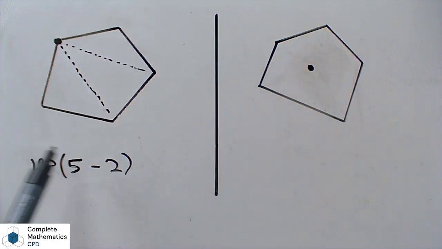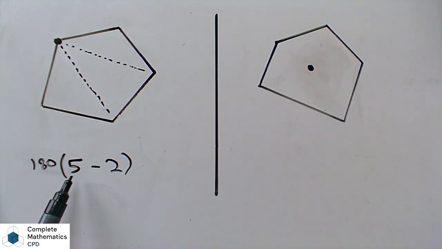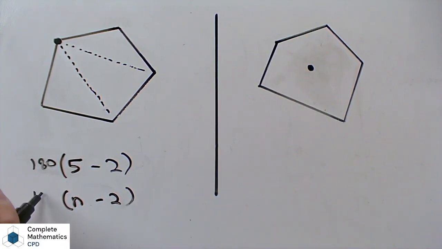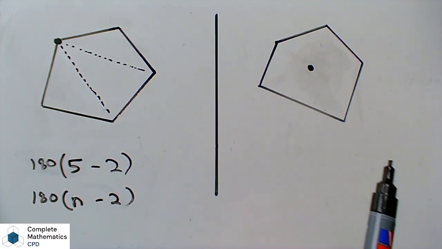And of course I can generalize this result. Instead of having 5 sides I could have n sides, so that generalizes to n minus 2 multiplied by 180. And that's probably the most common method that you see.